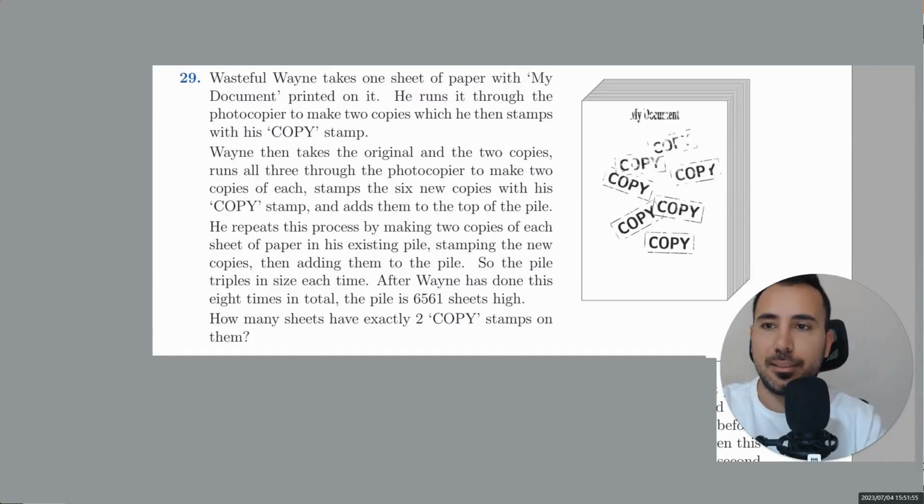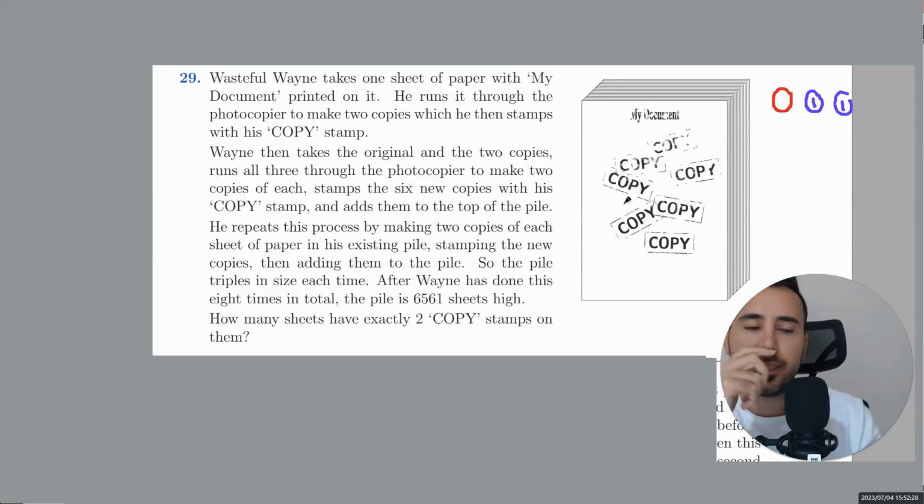Question 29. Wasteful Wayne takes one sheet of paper with my document printed on it. He runs it through the photocopier to make 2 copies, which he then stamps with his copy stamp. Okay, so I'm going to show it like this. This is the original one. Then he makes 2 copies. And he writes on them, copy once. So this is after one time of doing it.